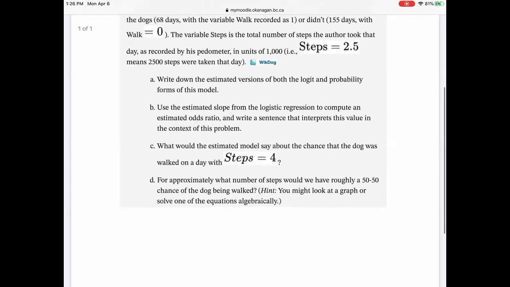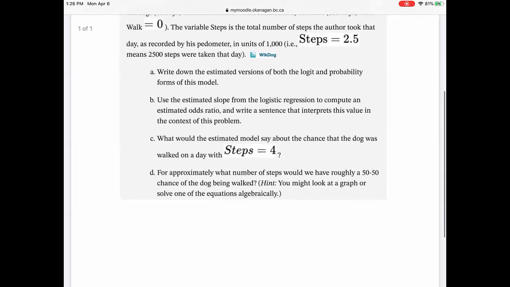And then what would the estimated model say about the chance that a dog was walked on a day with steps equals 4? Now you're just using the probability model or the logit model, whichever one you prefer, in order to do that question. And then for the 50-50 chance of the dog being walked, for approximately what number of steps would we have roughly a 50-50 chance? You could look at the graph if you've got a graph, or you could solve it algebraically, right, because that's the midpoint. And so you know how to do all these questions already. So everything after this is just kind of extra.